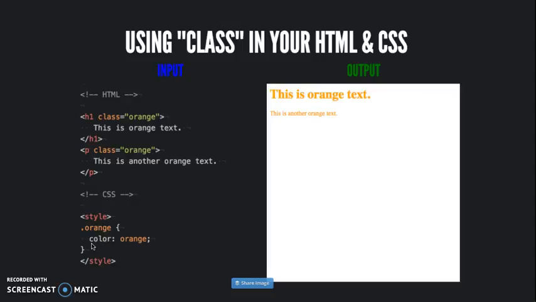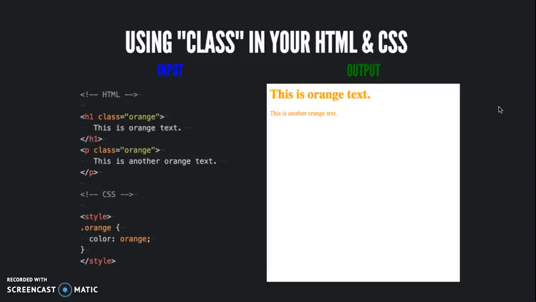And then we've provided it a property of color, which will change the font color, and given it a value of orange, which will give it the orange font color that we're looking for. And so you can see how this is being output on the right-hand side. This is orange text, and this is another orange text. So we have an h1 with this is orange text, and a paragraph with this is orange text. And this just makes it a lot simpler if we're going to style things the same way.